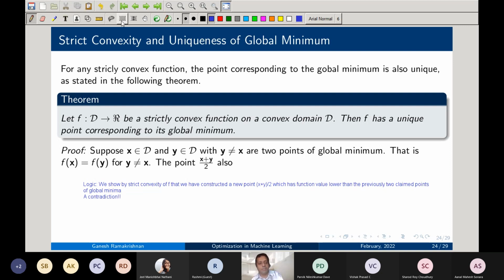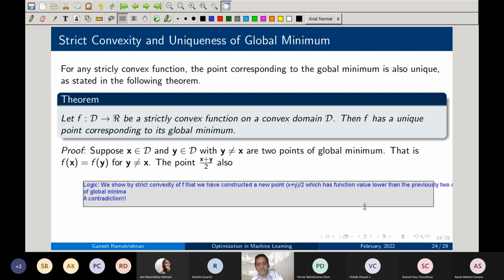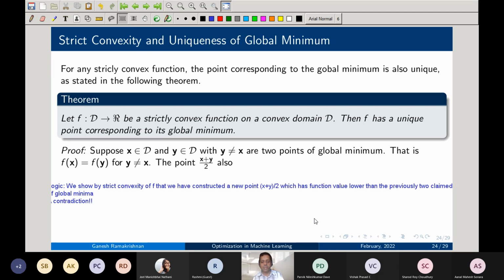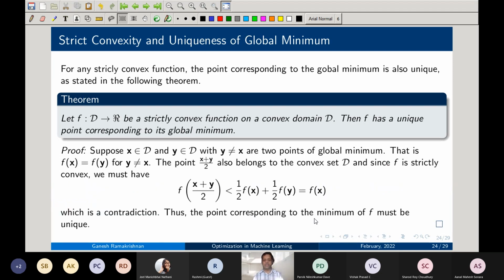You should be able to show this very easily. This is by strict convexity. F of x plus y by 2 by midpoint convexity. It's exactly the point of midpoint convexity or midpoint strict convexity.